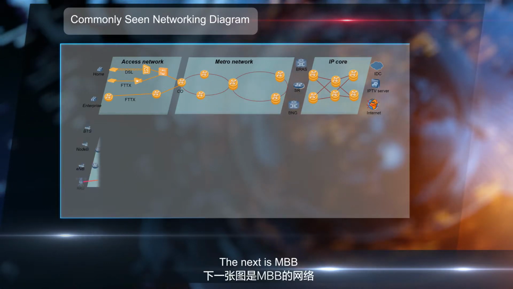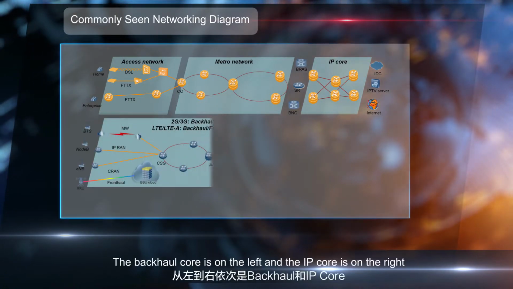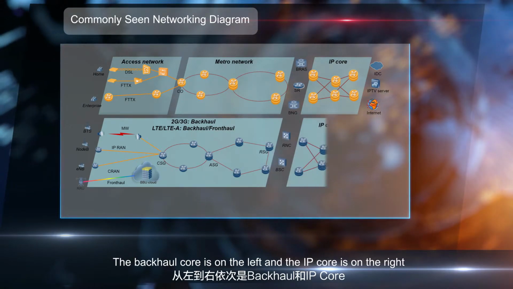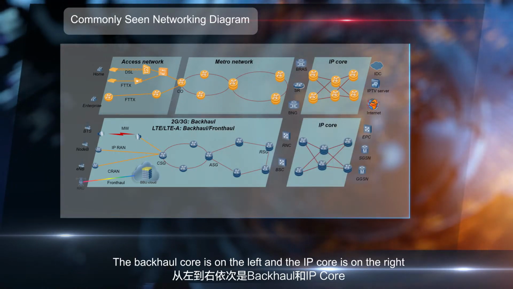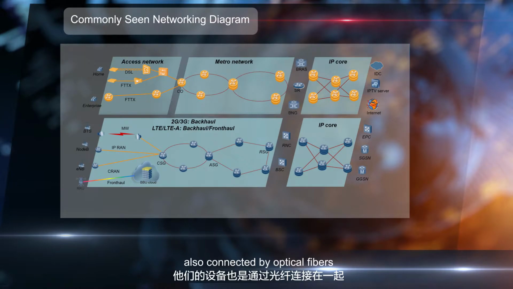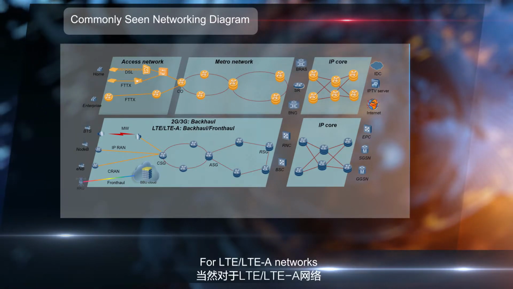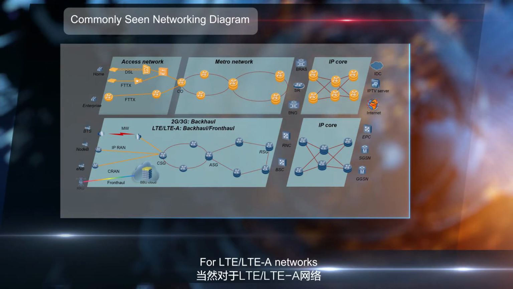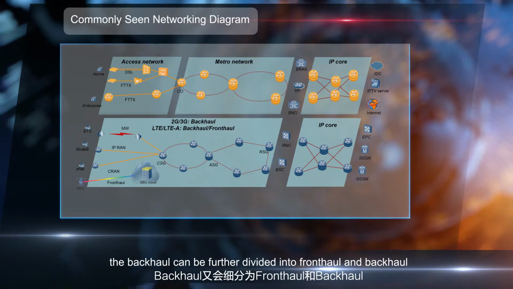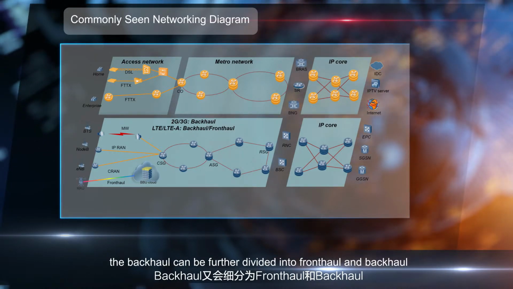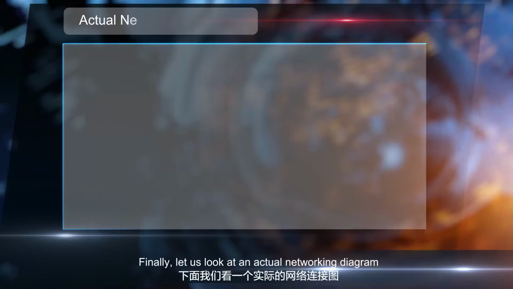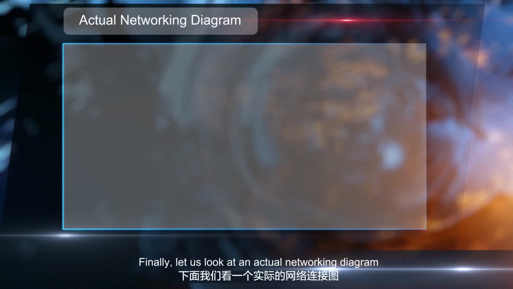The next is MBB. The backhaul core is on the left and the IP core is on the right, also connected by optical fibers. For LTE or LTE-A networks, the backhaul can be further divided into fronthaul and backhaul. Finally, let's look at an actual networking diagram.